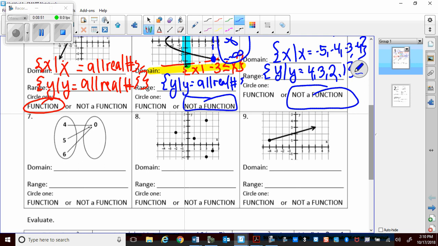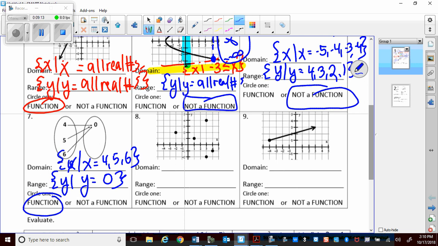Number 7. Is this a function? Yes. Curly bracket. What repeats in this function? 0. How do you know? They all map to 0. X equals 4, 5, and 6. You have the option of saying y equals 0, 0, 0, or y equals 0. It does not equal all real numbers.